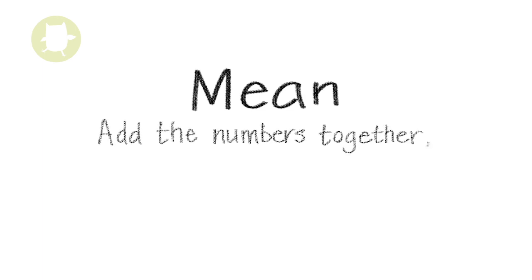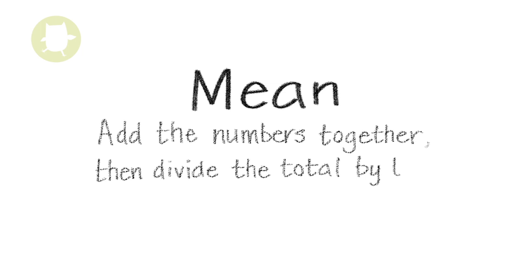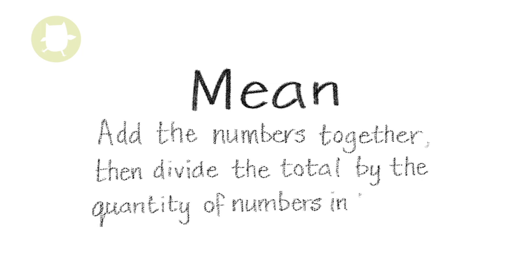Averages: there are different types of average called mean, median, and mode. Mean. To find the mean of a set of numbers, you need to add the numbers together and then divide the total by the quantity of numbers in the group.